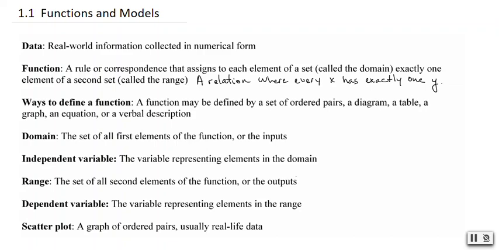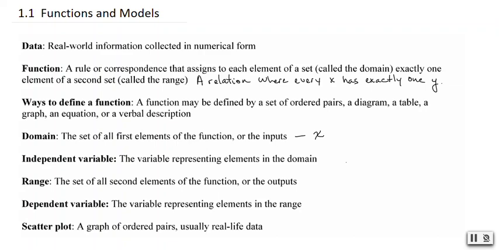A domain is the set of all the first elements of the functions or the inputs. These are the things we use. The x variable is normally what we put into the function. So it's talking about the set of all of the x's.